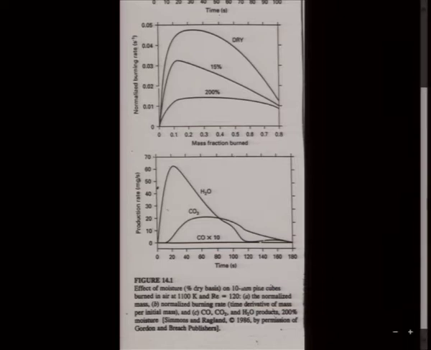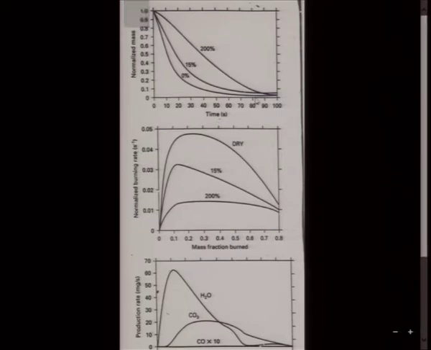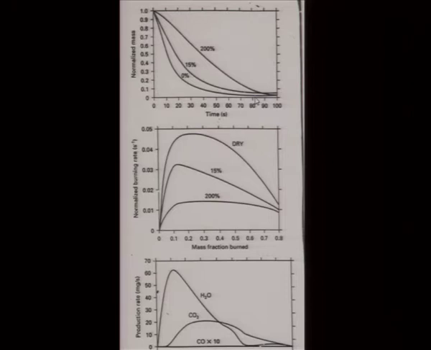And let's see what all are plotted. The top one shows you normalized mass as a function of time. So this normalized mass as a function of time is what? It's the instantaneous mass divided by the initial mass. So that's why it goes up to 1.